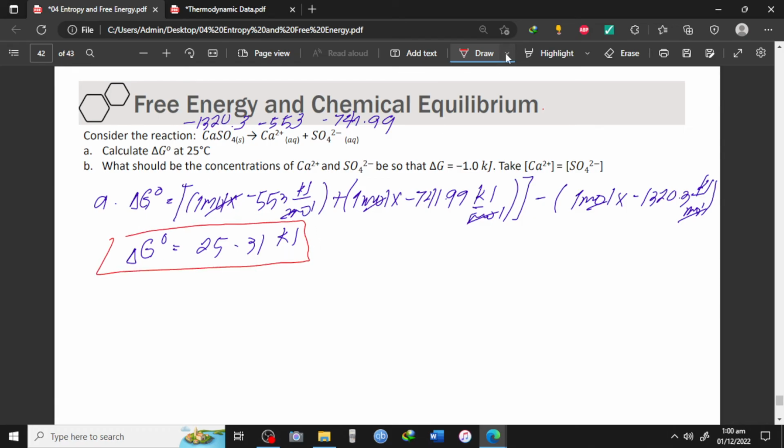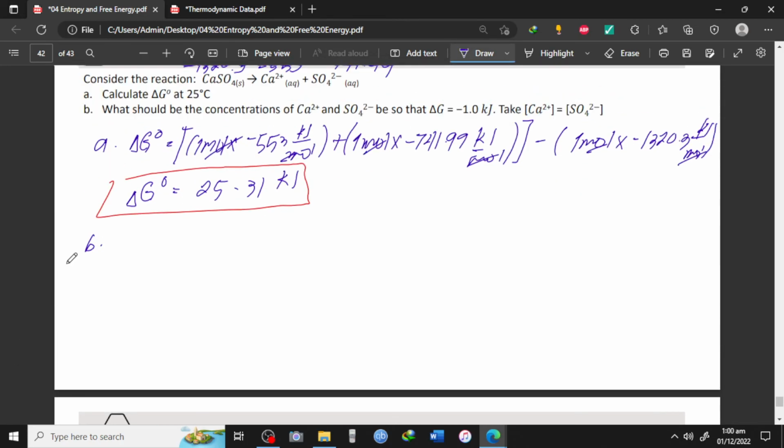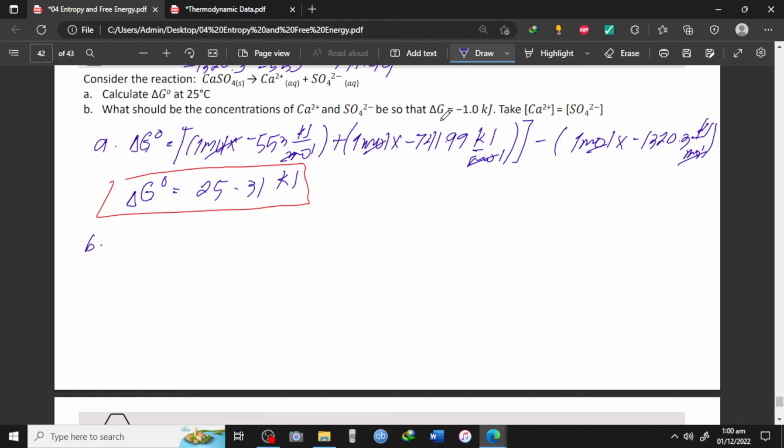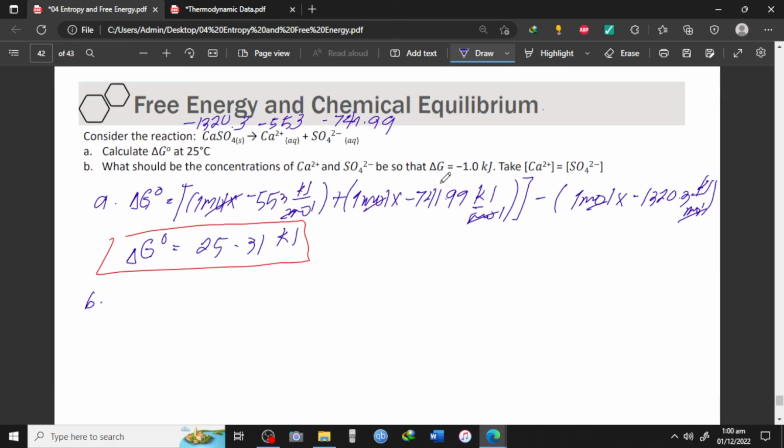So, ngayon punta tayo sa letter B. Okay, sagutan natin yung letter B. For letter B, students, what should be the concentration of yung calcium natin and sulfate natin? As you can see, binigyan tayo ng non-standard free energy dito. So, dahil binigyan tayo ng non-standard free energy, automatically, we expect to use the formula delta G, or the non-standard free energy, is equal to the standard free energy plus RT ln of Q. So, ito yung formula natin na gagamitin.